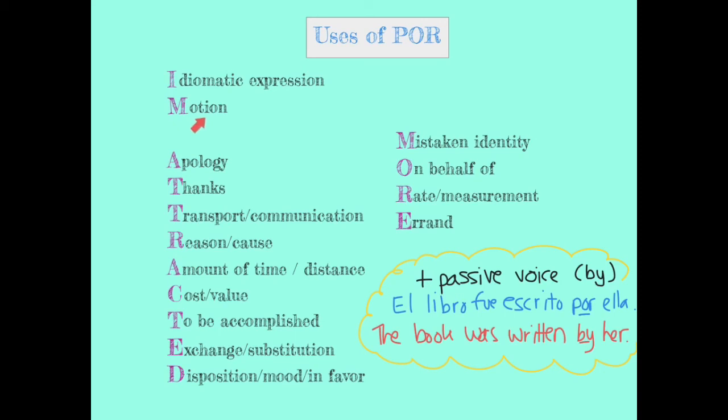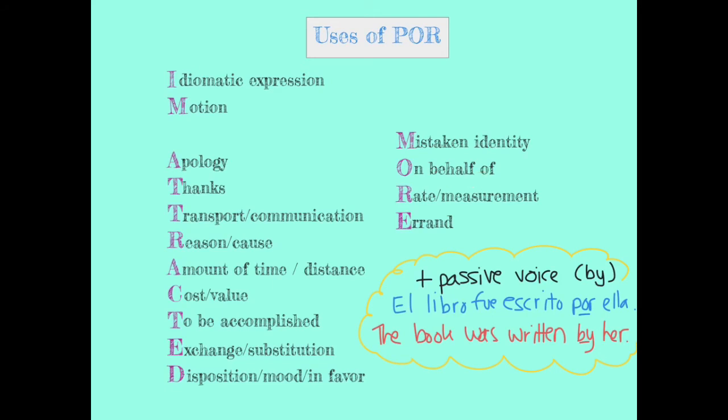We've got motion. Here it'll mean by, around, along, through. Apology, thanks. Transportation or communication. Here it'll mean by, like by bus or by telephone. Reason or cause. This will more or less translate to due to, and then some sort of action. Amount of time or distance, cost or value, to be accomplished, like yet to be done. Exchange or substitution. Disposition, remember we said that this one is really about what you support, what you back, what you're in favor of. Then when we get over to our last word, more, mistaken identity, on behalf of.